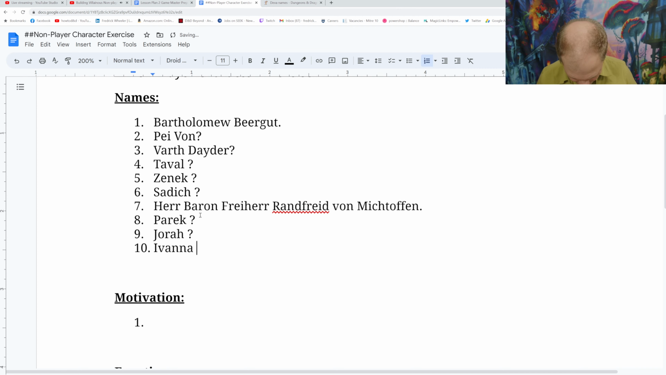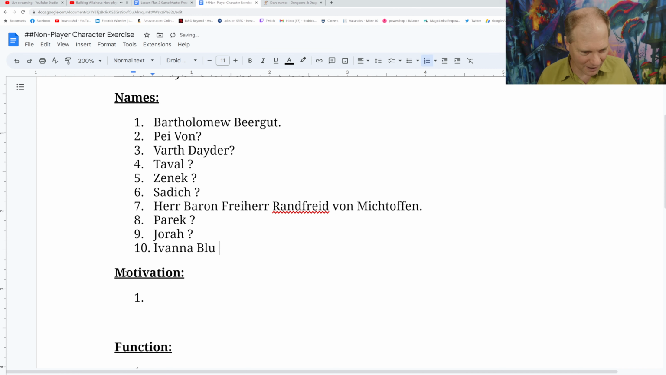Ivana Blue Corgi. I'm just going to leave it as Ivana Blue. How's that sound? I think that's a better idea. But Ivana Blue Corgi just seems really, really odd. It sounds like we're naming a dog. We're creating an NPC that's a corgi dog.